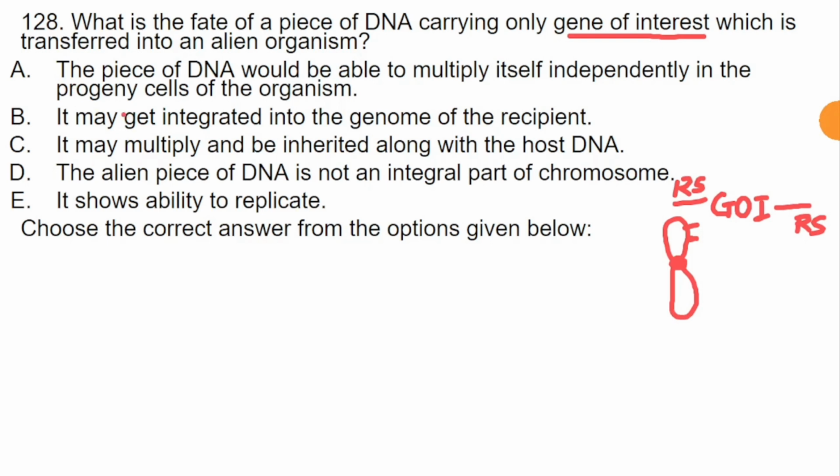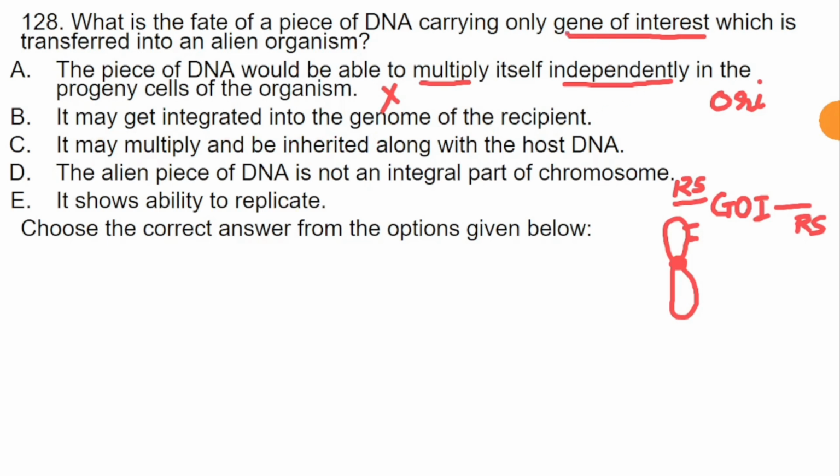A states that the piece of DNA would be able to multiply itself independently in the progeny cells of the organism. Independent replication, multiplication. For this, ORI is needed. Now, because in the question they have just mentioned that it is a piece of DNA, ORI is not specifically mentioned, so we cannot say this is possible. This is not possible.